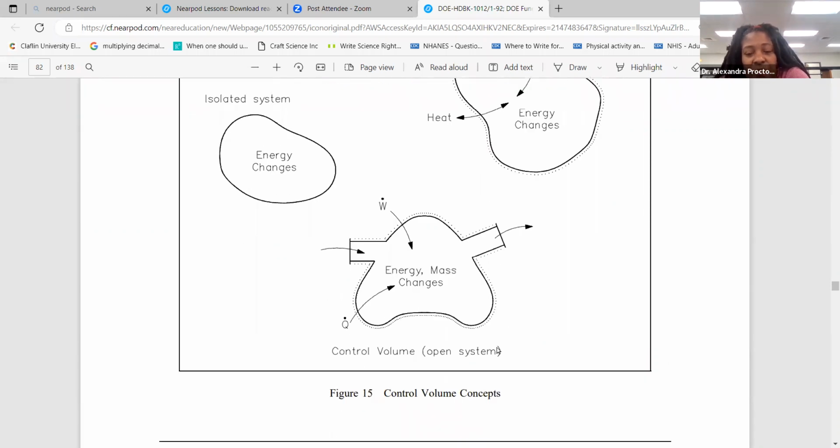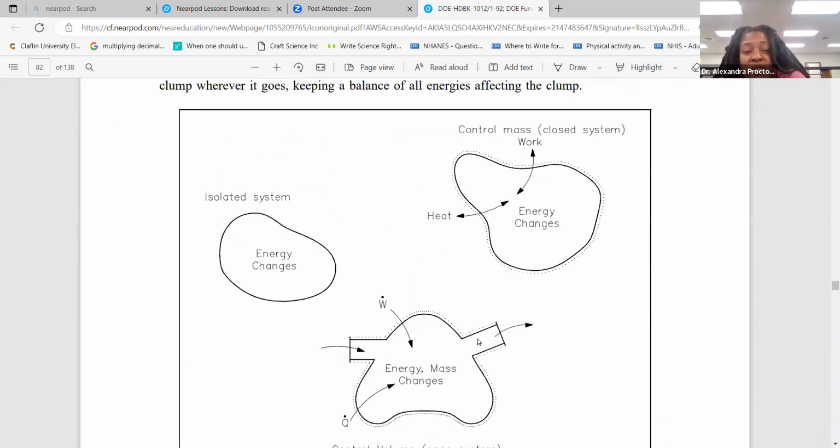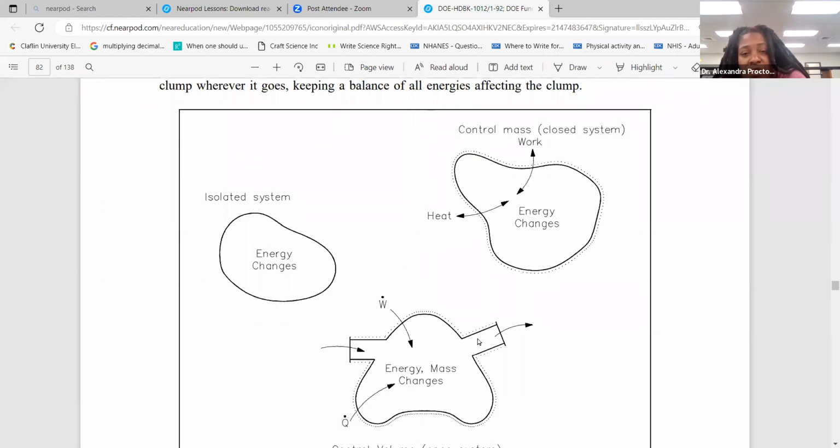Then of course they have a visual way that they represent the open system. With the open system, you see heat and work that are put into the system. You also see the changes in energy and mass that flow into and out of the system. So it's just a graphical, pictorial representation to show you how the three systems are different.